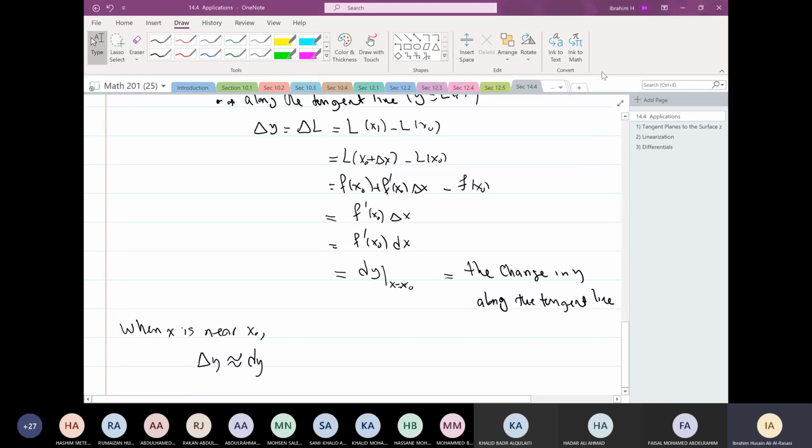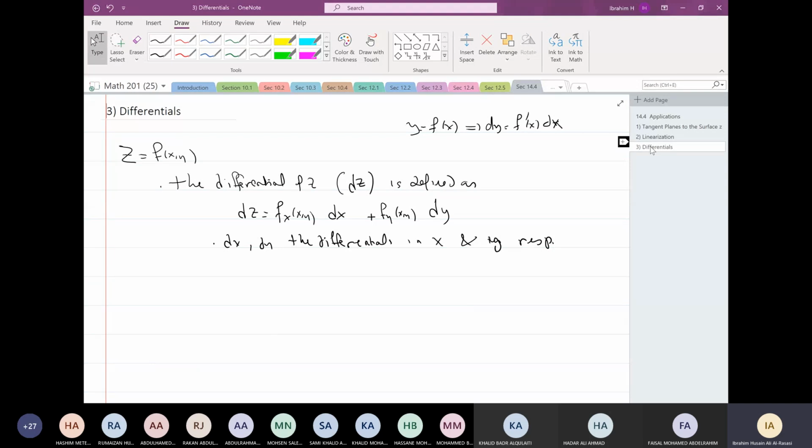Now this is for Math 101. You do exactly the same thing for Math 201. You just copy and paste and make the necessary changes.